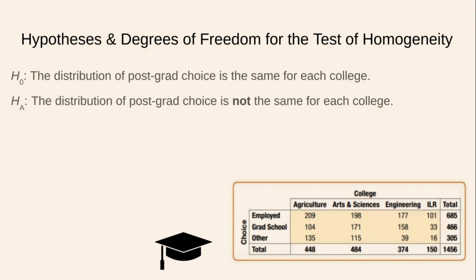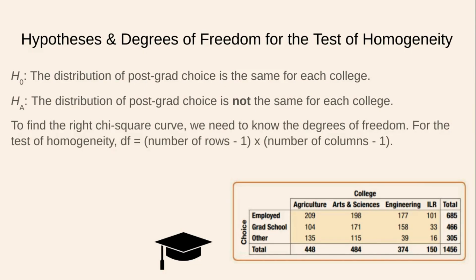Alternatively, the distribution of post-grad choice is not the same for each college. That is the alternative hypothesis. These are not homogeneous groups. Being in one college makes you more likely to be doing, I don't know, this than that.